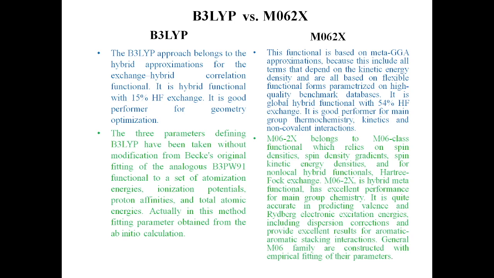The M062X functional is based on the meta-GGA approximation because it includes all terms that depend on the kinetic energy density, and is based on a flexible functional form with parameterization on a high-quality benchmark database. It is a global hybrid functional with 54% exact exchange. It is a good performer for main group thermochemistry, kinetics, and non-covalent interaction.